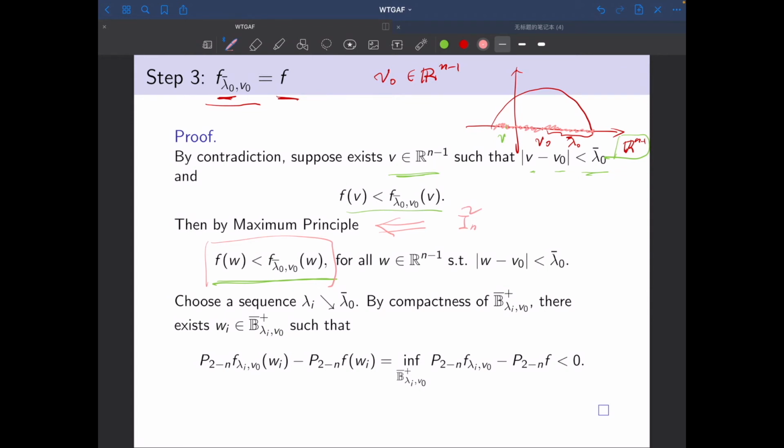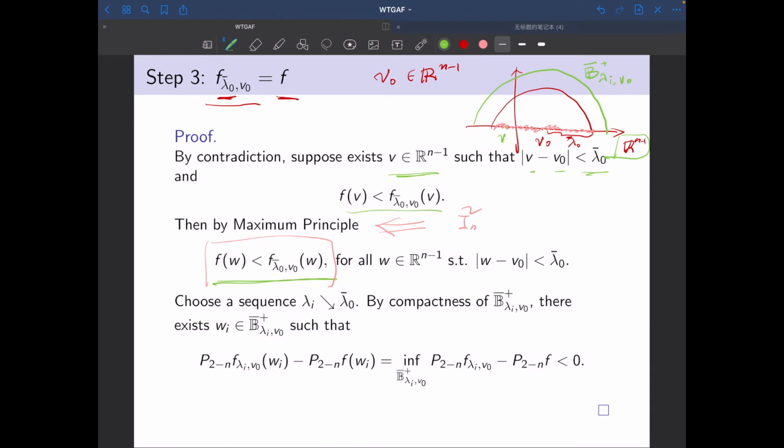maximum principle work here. And now we can choose a sequence lambda i that goes to lambda naught bar, such that each of them is assumed to be greater than lambda naught bar. Then in terms of picture, let me just draw one of them. This is a half ball, B lambda i v naught plus, and I can also draw a bar here.